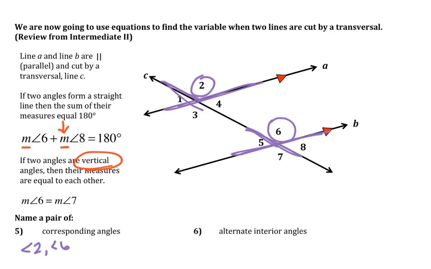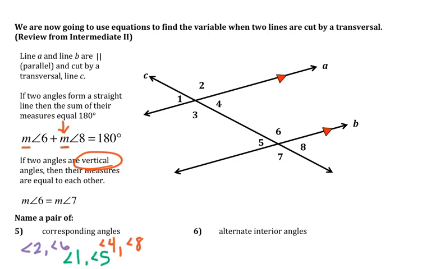So can you name some other pairs of corresponding angles? So go ahead and pause the video and write down other sets of corresponding angles on your paper. You don't have to write them in any particular order, but angle 4 and angle 8 would be corresponding angles. Angle 1 and angle 5 would be corresponding angles. And angle 3 and angle 7 would be corresponding angles. Those are all the sets of corresponding angles.